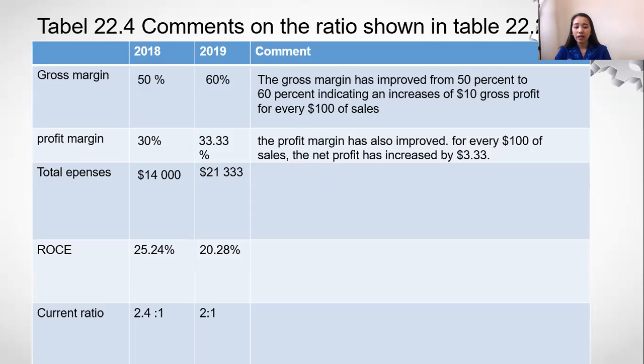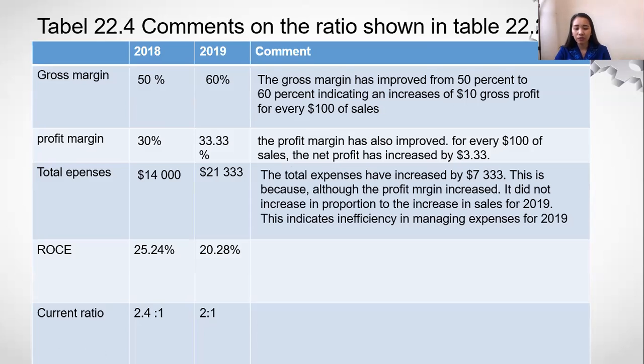And for the total expense, even though the gross margin and the gross profit increased, in 2019 the expenses also increased. So in here we can comment, the total expense has increased by 7.333. This is because although the profit margin increased, it did not increase in proportion to the increase in sales in 2019. So this indicates inefficiency in managing expenses for 2019 because of too many expenses.